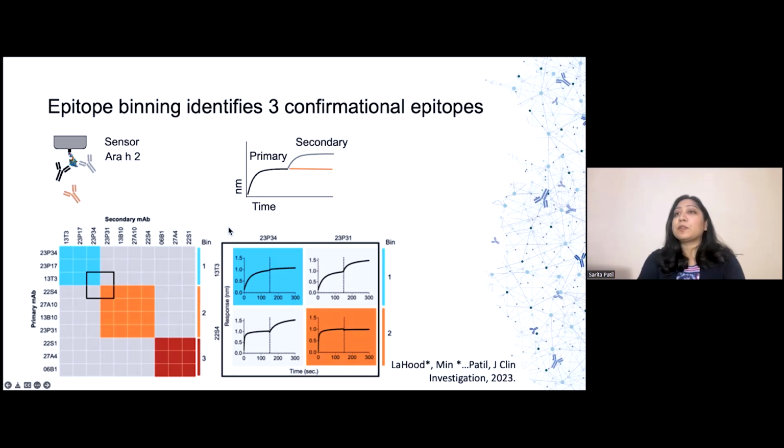And so we looked at the response rates and could group them into three main groups, identifying three main conformational regions of ARH2 that we very creatively named bins 1, 2, and 3, shown in blue, orange, and red on this map.